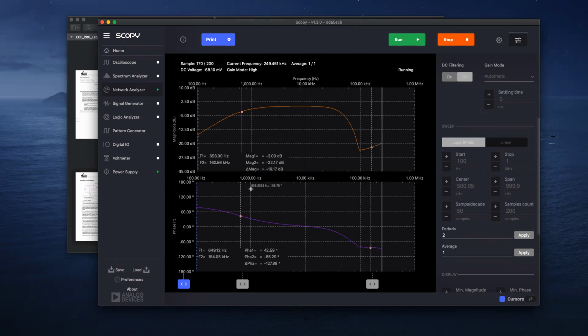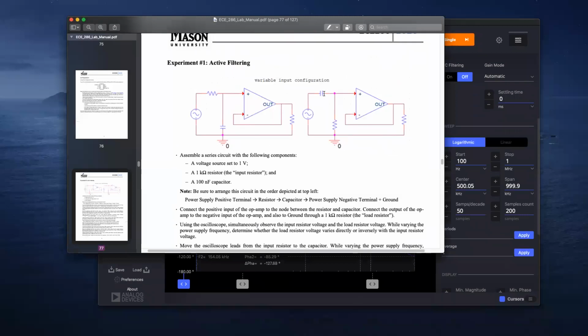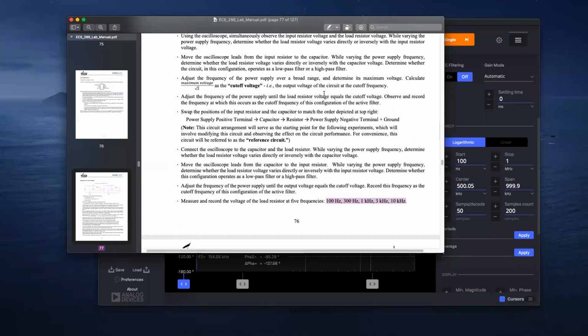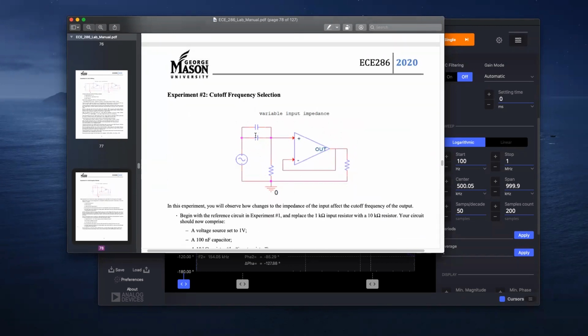Okay, so around -3 dB, I'm getting a frequency of about 660 Hertz, and that would be the cutoff frequency if I use a 100 nanofarad capacitor in series with a 3 kilo ohm resistor. And that's how you do essentially part 1 of experiment 1.